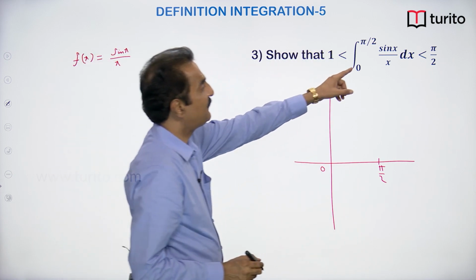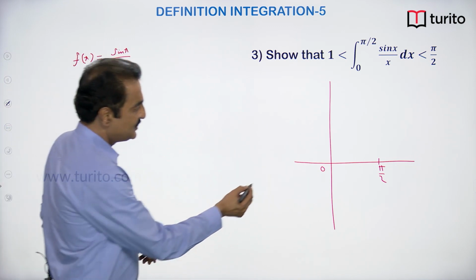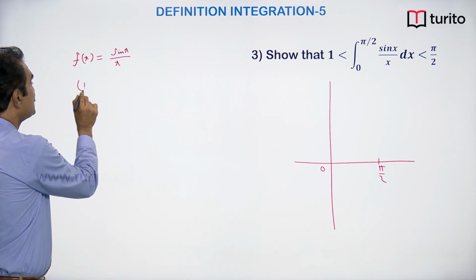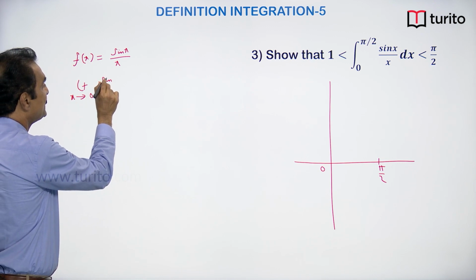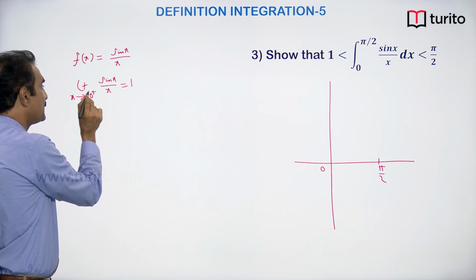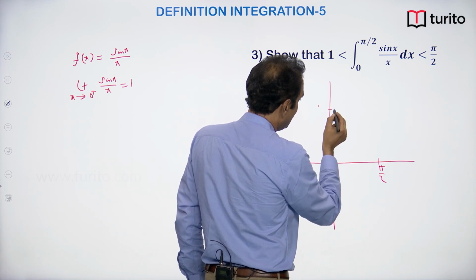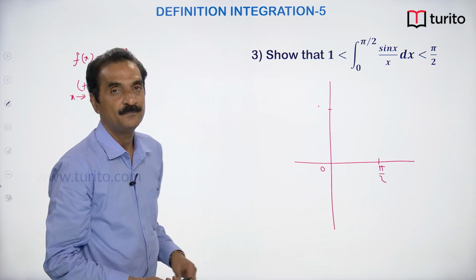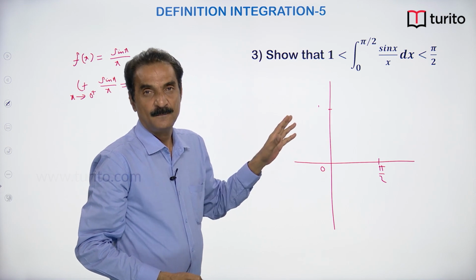We know that f of x is not defined at x is equal to 0. So, at 0 there is no point, but the limit as x tends to 0 of f of x, that is sin x by x, is 1. X tends to 0 means we have to take 0 plus. So, let us take 1 here. The graph will be approaching this point from the right side of 0. From there, what will be the graph?